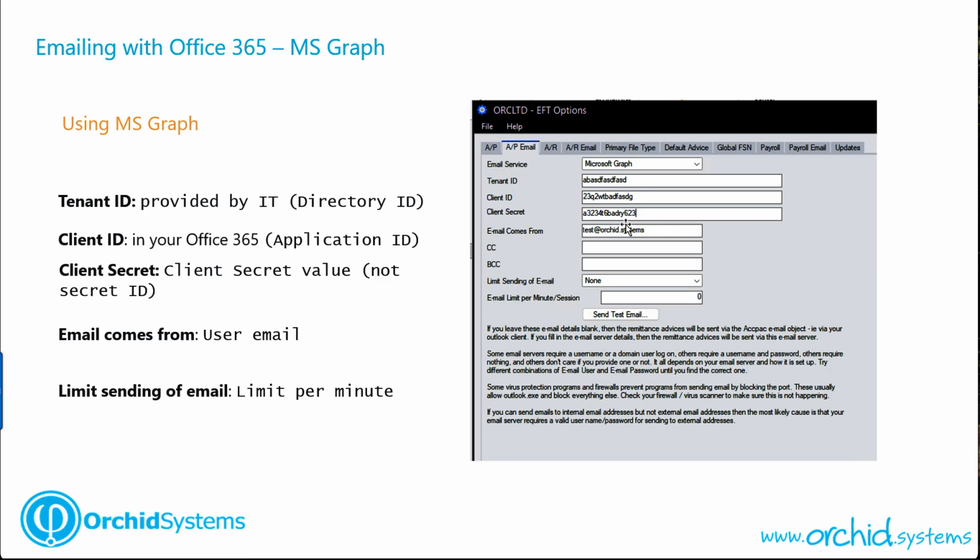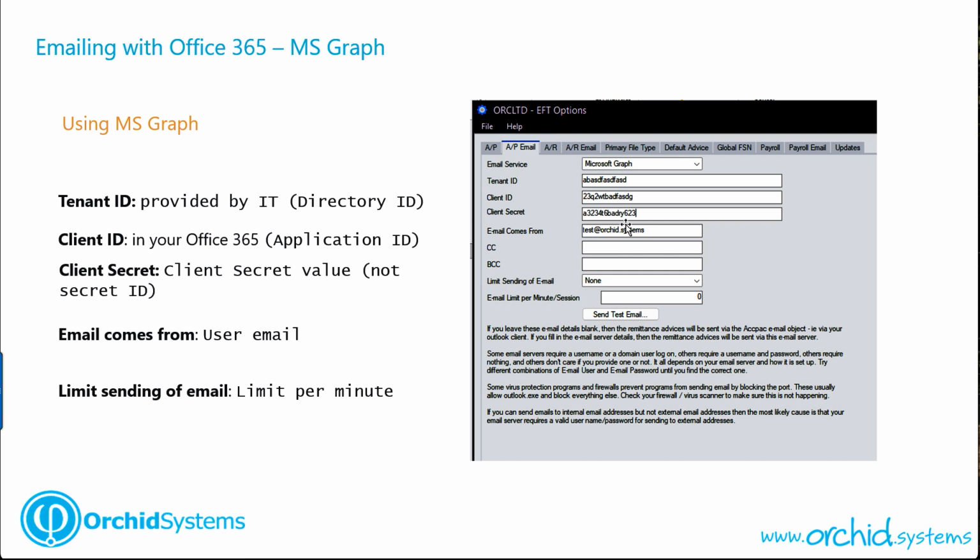Then for each application that needs to email with SFTP, for example EFT options here, you need a client secret, and that is made up of two things, the secret ID and the secret value. What we need here is the secret value, the one you only see pop up as you create it, and you can't see it again.